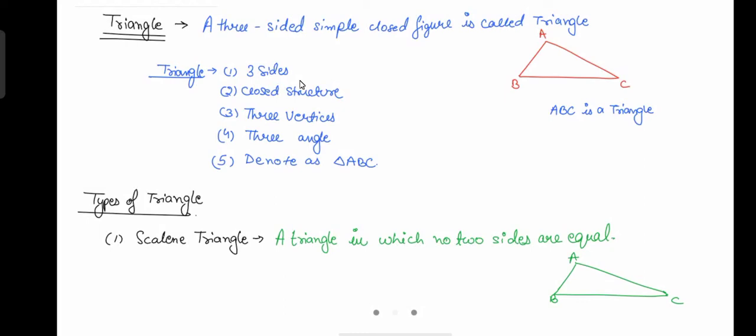So first we are going to understand about triangles: what is a triangle, and then we will be understanding the types of triangles. So for the very first, what is a triangle? You all must have seen this kind of structure, ABC, something like this.